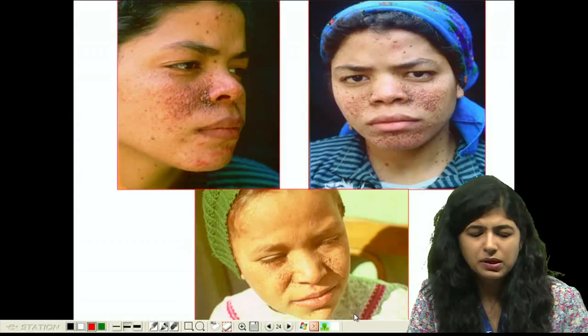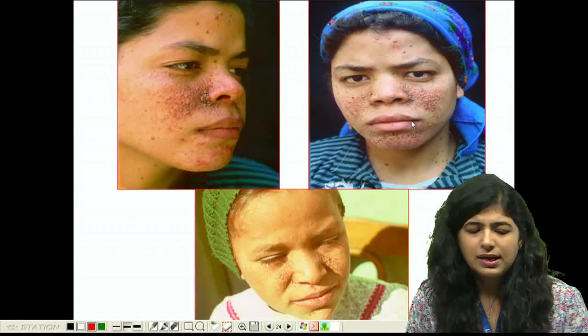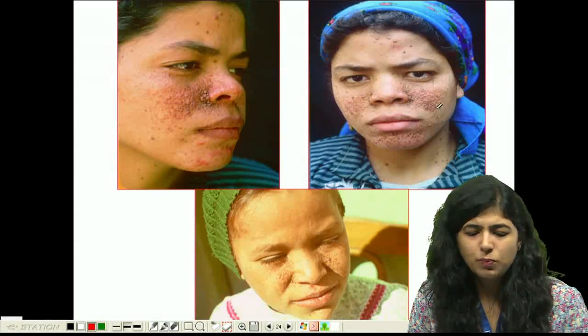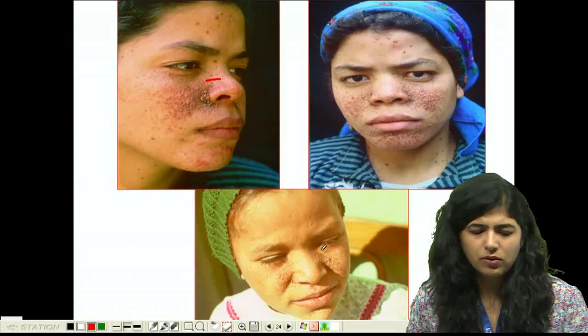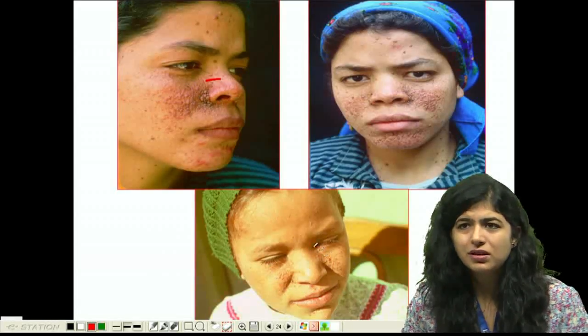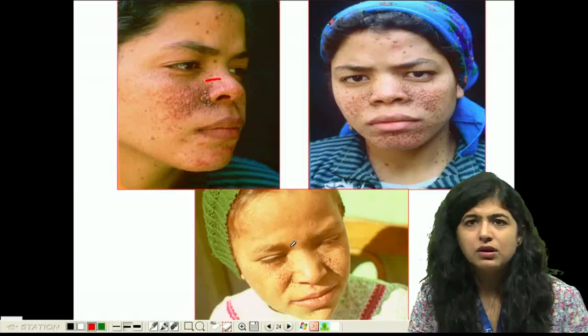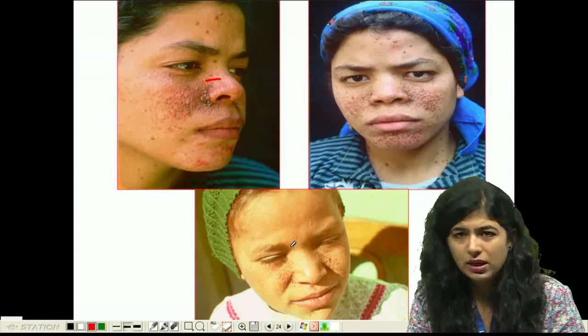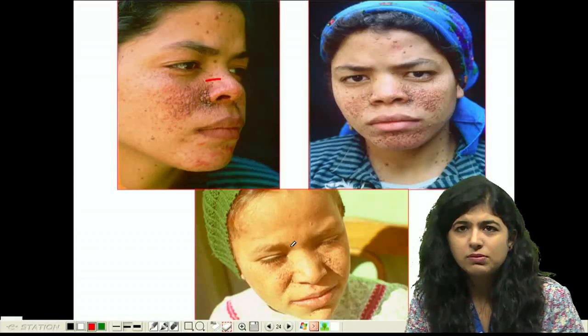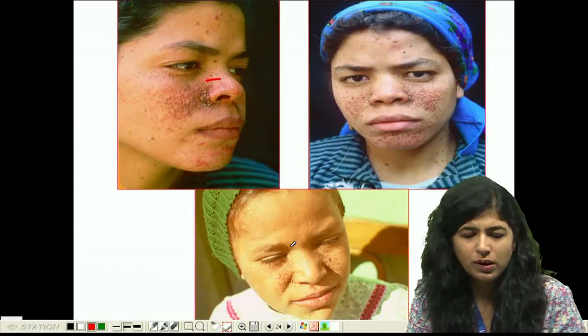See, these are the typical adenoma sebaceum lesions. As I told you, skin colored to pinkish papules around the nose. Very, very important. Here also around the nose. They are not present at birth. They come later in life. Start around either 5, 6 years or the puberty. Not there at birth. This is adenoma sebaceum. It's actually an angiofibroma.